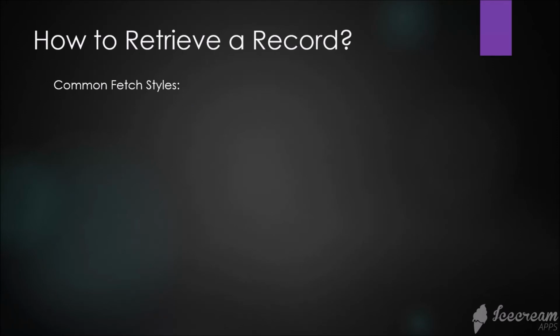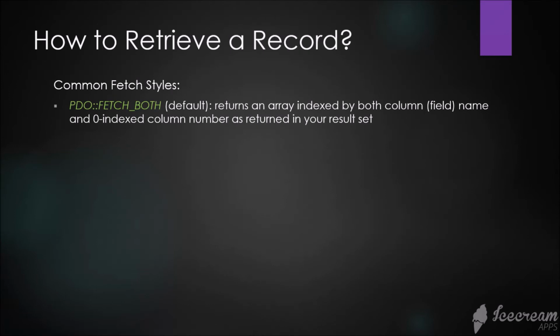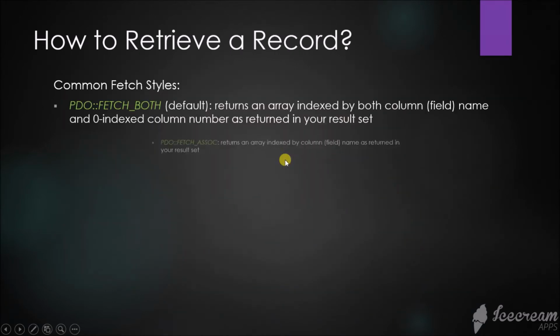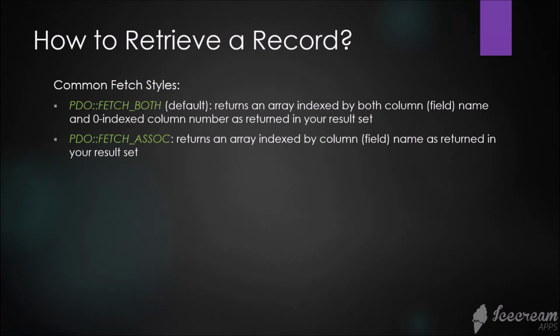Common fetch styles. First, we have the PDO::FETCH_BOTH, which is the default. Returns an array indexed by both column or field name and zero-indexed column number as returned in your result set. Okay, so if we try to print_r the result, this is what we will see. So the index string name, then the numeric or zero-indexed column numbers.